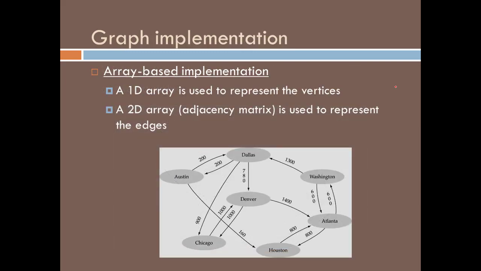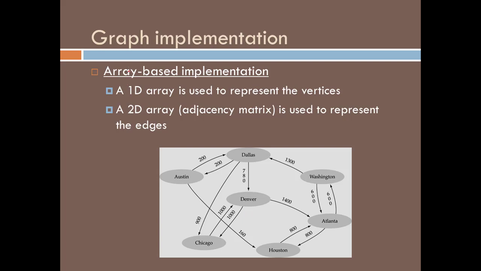Okay, then next is how we can implement these graphs. Till now we have learned the terminology of graphs. Now we will see how we can use our learned data structures to implement them. First we will look at the array-based implementation. A 1D array is used to represent the vertices, and a 2D array, also called the adjacency matrix, is used to represent the edges. Remember, these lines are the edges, and these are the vertices.